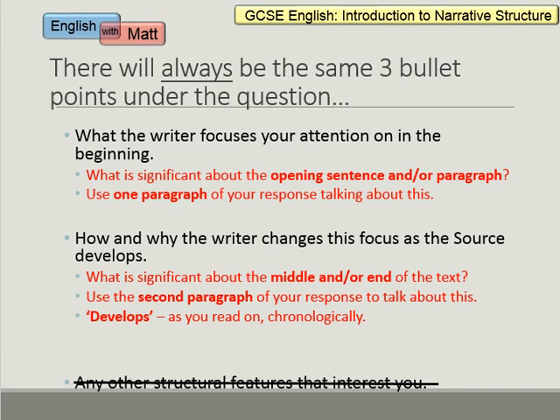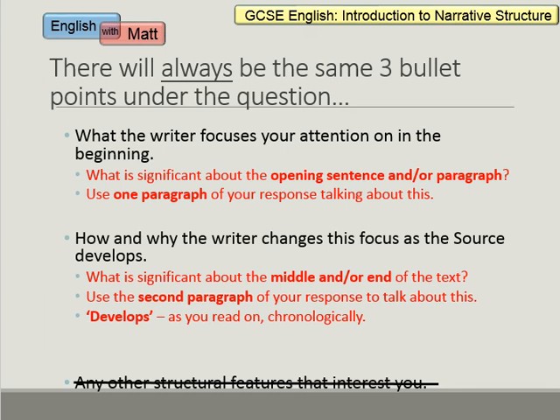So going into those bullet points, particularly the first two, the one about the beginning. What I say to students is, this first bullet point is your first paragraph of your response. So you're aiming to write 2 paragraphs in 10 minutes. Your first paragraph should always be about the opening sentence and or the opening paragraph. So the first sentence or the first paragraph of the extract, because these extracts have been very carefully thought through by the exam board. They've deliberately chosen an extract which starts in a particular way.